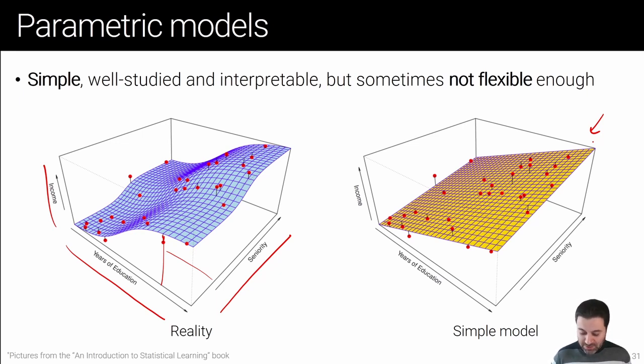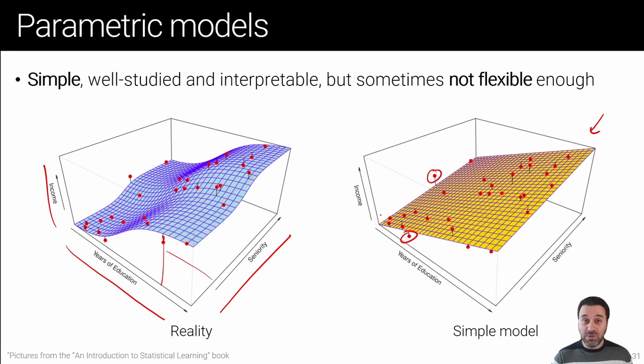Might not be flexible enough to accommodate certain observations, like maybe this one over here or that one over there, but still it looks like it's a reasonable model of what reality looks like, right? So it's going to be useful for us probably to understand the relationship between the variables in this case. So it's a simple model. It's something that is very well studied. It's easy to interpret, just perhaps not flexible enough.